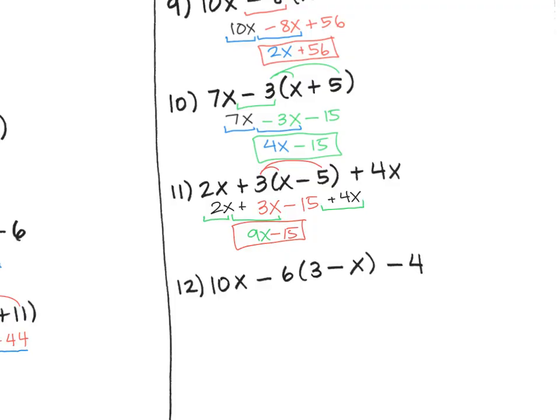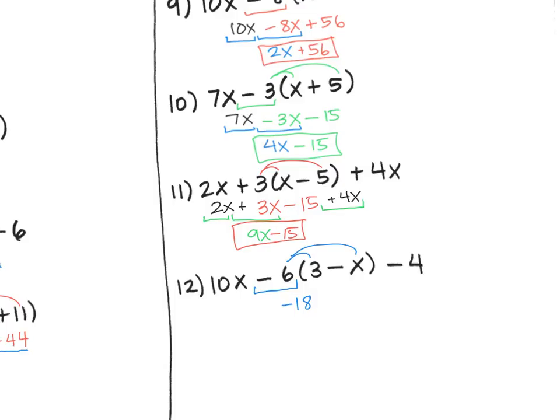Okay, last problem is a challenge problem. Let's see if you can do it. Pause if you want to try it on your own first. Okay, I do see the parentheses, they're here. Okay, but I can also see there's a minus in front of the 6, which means I'm distributing a negative 6. So negative 6 times 3 makes it negative 18.